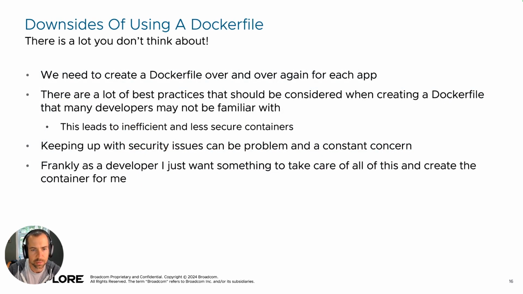There's a lot of things that we don't think about when we think about using a Dockerfile. First, we need to write that same Dockerfile over and over again for every single application that we have. And just, why do I need to write that Dockerfile over and over again? Why can't the thing do that for me? So that's point number one. And secondly, there's a lot of best practices that we should be considering when creating Dockerfiles. And if we don't adhere to those best practices, we end up with less efficient containers, which end up costing us dollars because they're maybe using more memory or CPU than they should otherwise. And potentially we could expose ourselves to various security concerns because the container itself isn't running in a secure fashion.